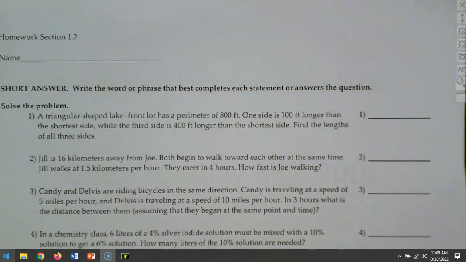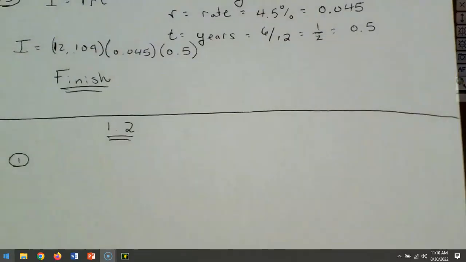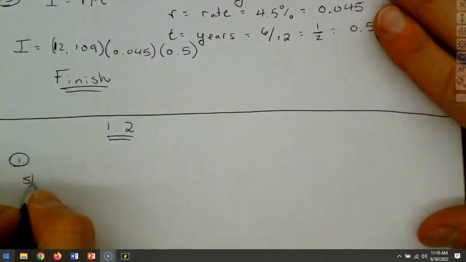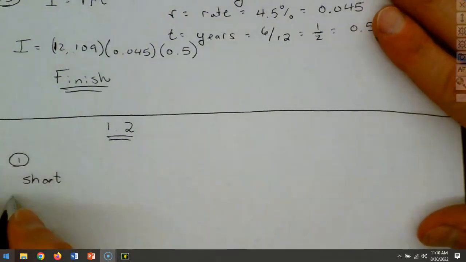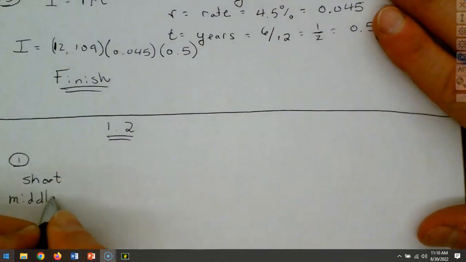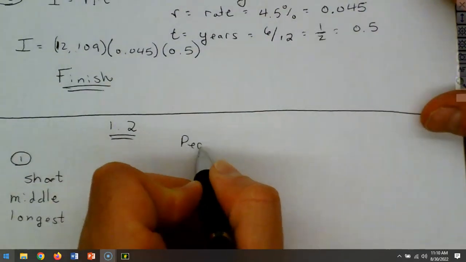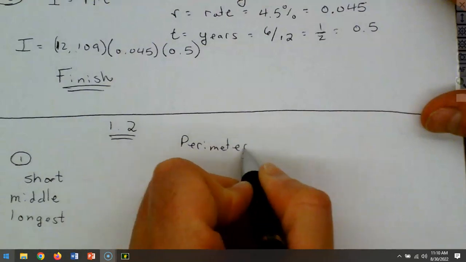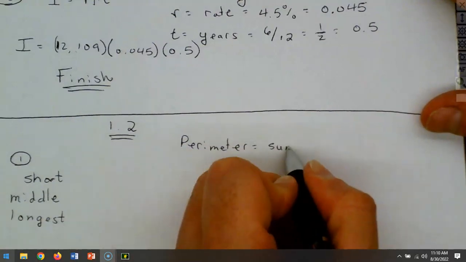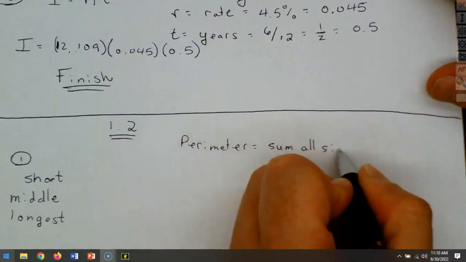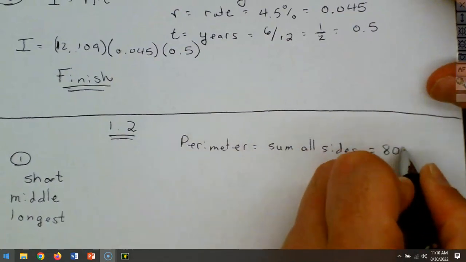Now, what do we know? We know this is a triangle, right? So that's the first step. How many sides are going to be in the triangle? 3. They're not the same. They're all different. So we're going to label these as the short side, middle side, and the longest side. We also know that we have a perimeter of 800 feet. And so the perimeter is the sum of all the sides and that equals your 800.